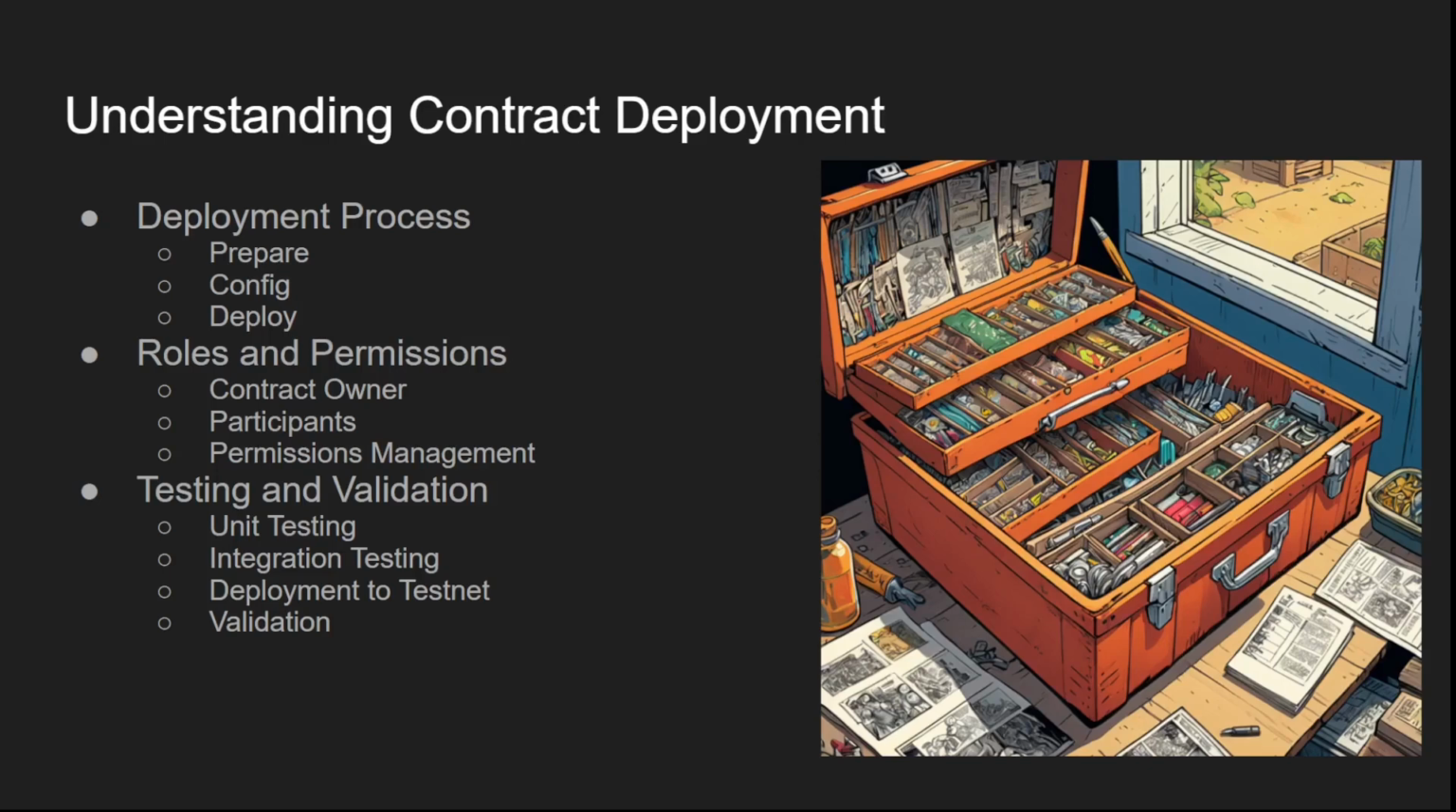By following these steps, preparing your contract, managing roles and permissions, and conducting thorough testing and validation, you can ensure a smooth and secure deployment of your smart contract on the Agoric platform. This approach minimizes the risk of errors and vulnerabilities, helping you build robust and reliable smart contracts.